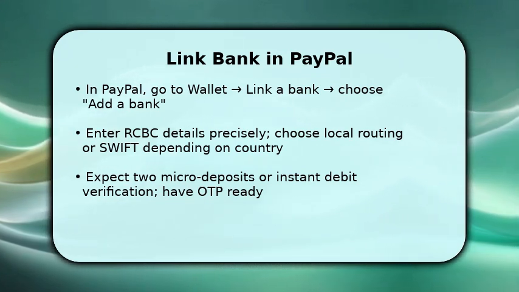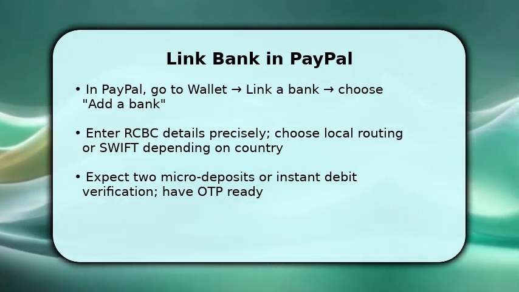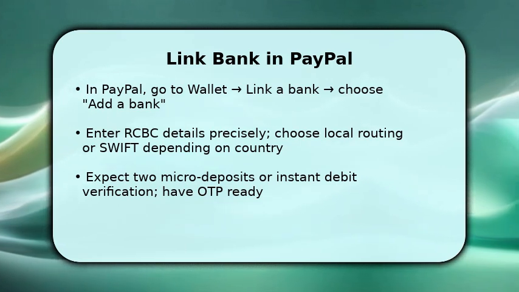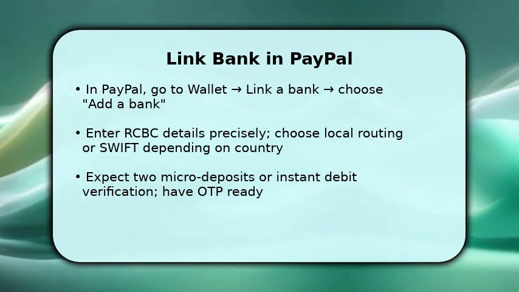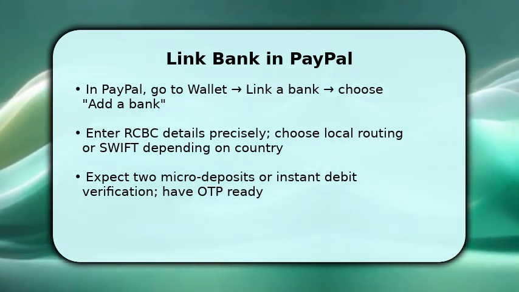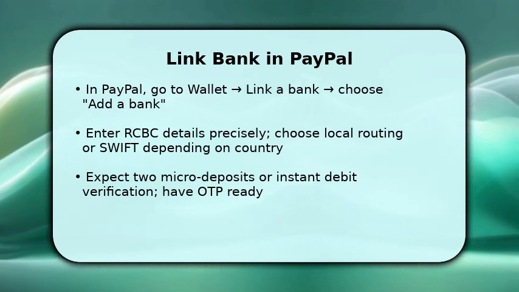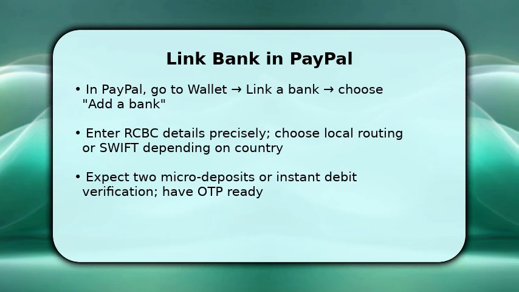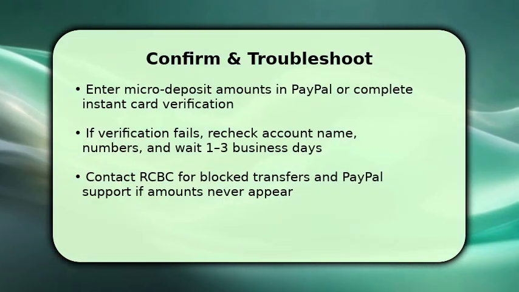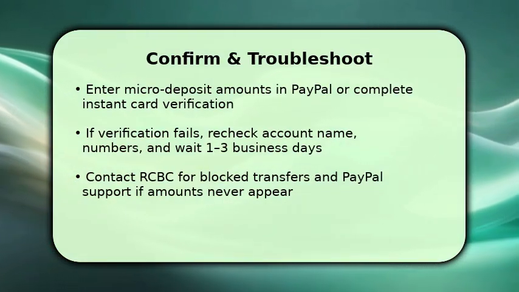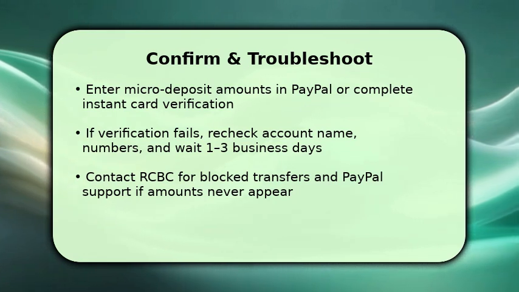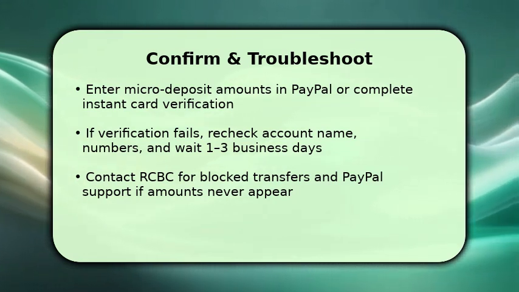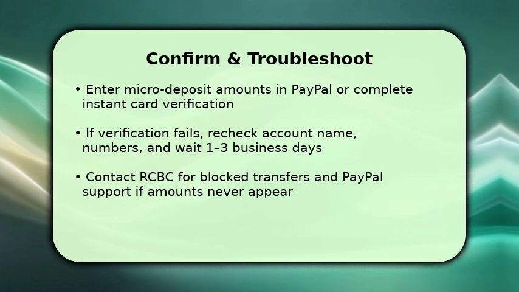Follow the path shown. If microdeposits are used, check RCBC transaction history in 1-3 business days and note the exact sent amounts. Then return to PayPal to enter those amounts. This proves you control the RCBC account, and you finish by entering the microdeposit amounts into PayPal or confirming the instant debit charge. Once accepted, your RCBC account links, and you can withdraw or add funds.